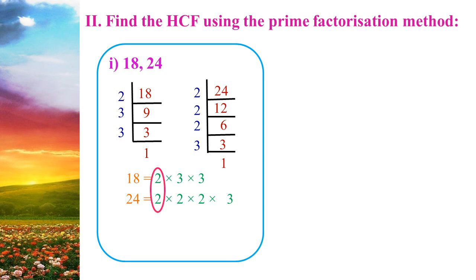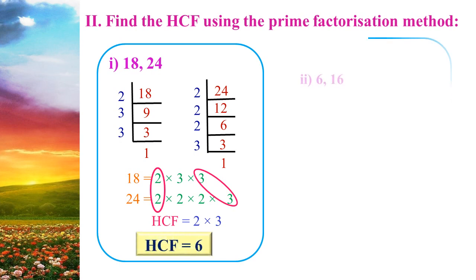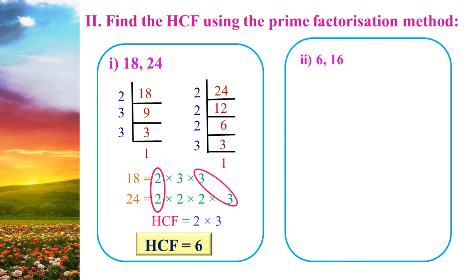Now we have to circle the common factors of 18 and 24. Here 2 is a common factor of 18 and 24, and 3 is also a common factor of 18 and 24. So the HCF equals 2 into 3. 2 threes are 6. So the HCF is 6.